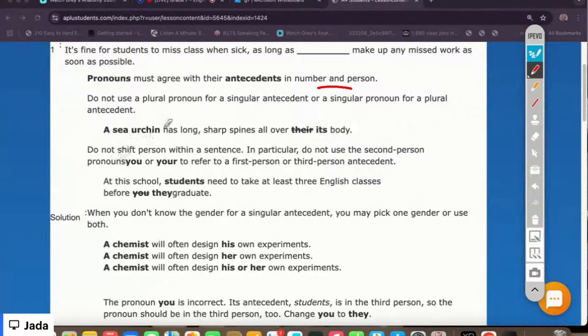Okay, so a sea urchin has long, sharp spines all over there. So if you put "there," no, its body. So you have to slash this and put "its body" all over its body.